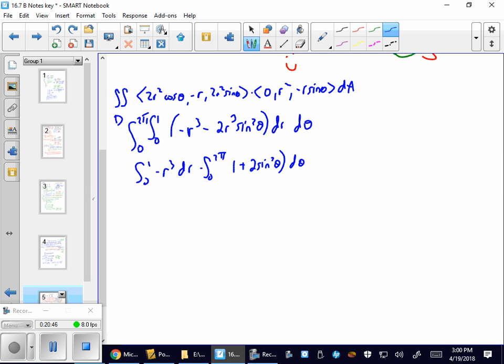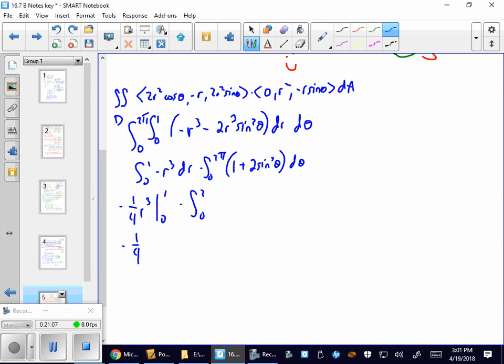D theta. All right, first part will not be difficult. That's negative 1/4 r cubed, 0 to 1. Plugging in a 1, you get negative 1/4. So that's not difficult. Looks like on the second one here, we're going to have to use a reduction formula.